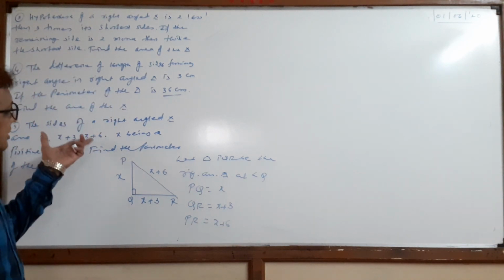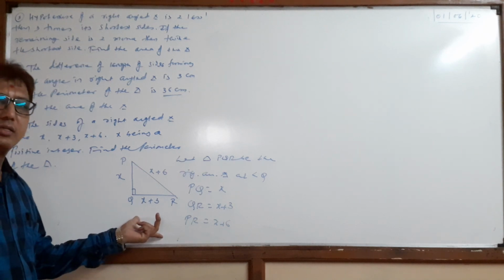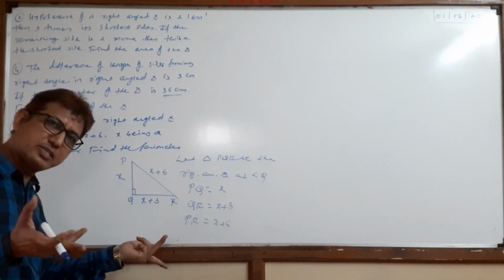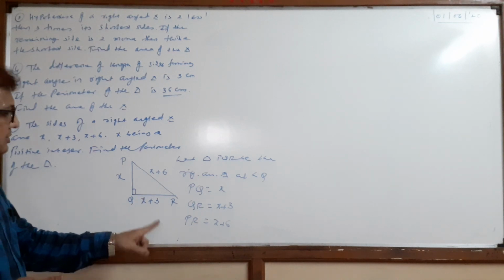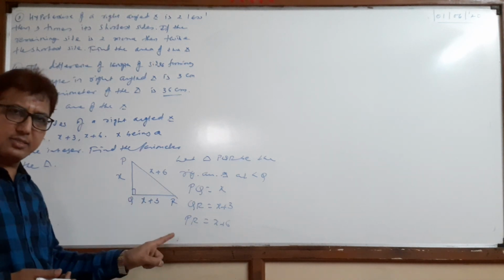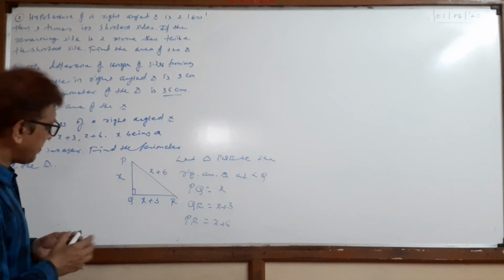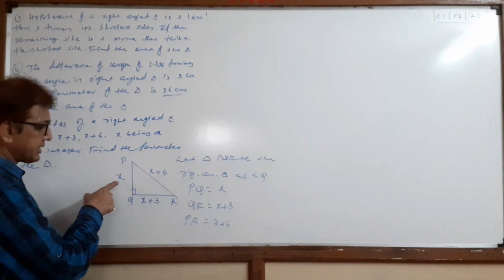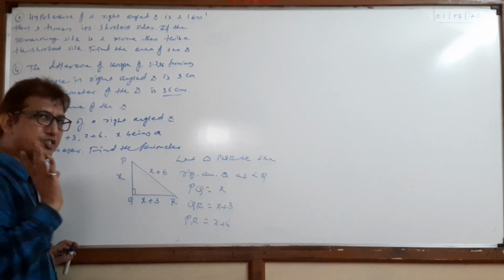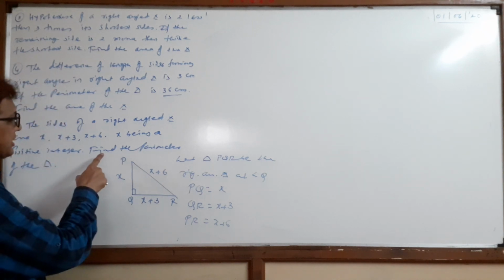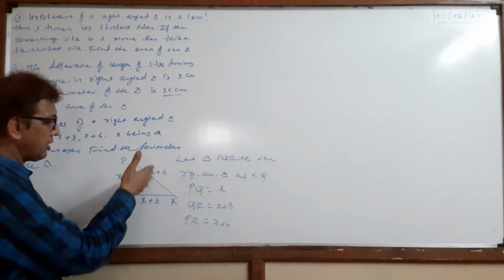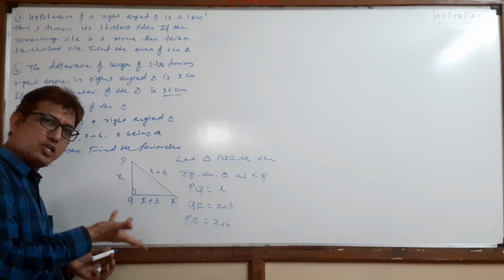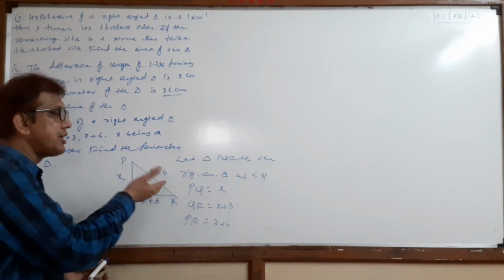Clear? Now apply Pythagoras. Then we find the value of x. Suppose we find x equals 10, so here 10, here 13 and here 16. Then the final question is to find the perimeter of the triangle. Perimeter means the sum of these three sides. Very easy question. Okay, try it yourself.